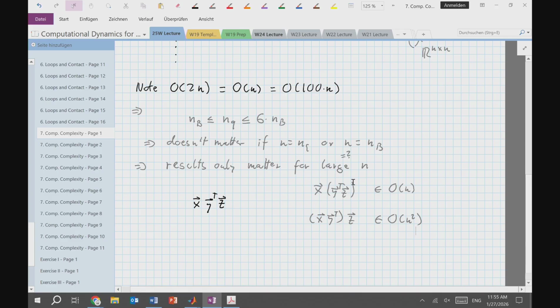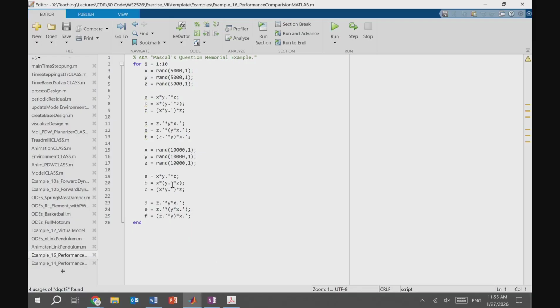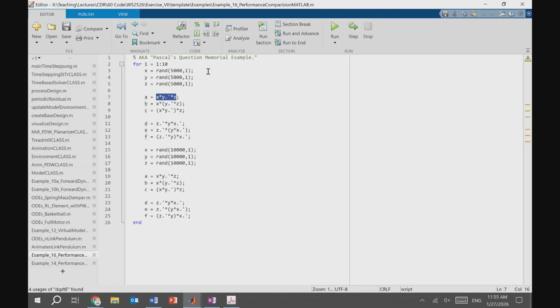And to introduce this, I have to ask you, who of you knows who Pascal Jaufmann is? The study manager of engineering cybernetics. Because a few years ago, Pascal was in this course. And when I presented this, he raised his hand and said, so what is MATLAB doing? If you give MATLAB just this, what will MATLAB do? And this is called Pascal's Question Memorial Example, in memory of Pascal's question. So next time you talk to him, let him know he's famous.